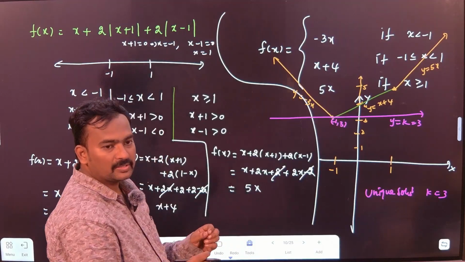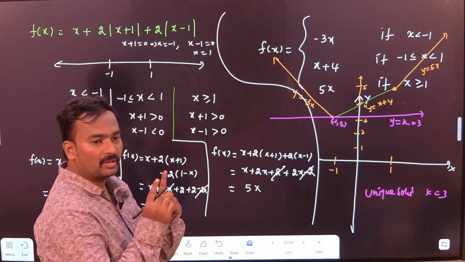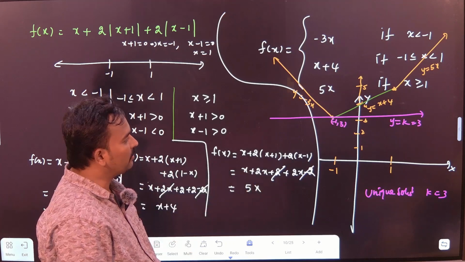So, only one point is touching the parallel to the x-axis and the graph will be meeting at exactly one point, k is equal to 3.